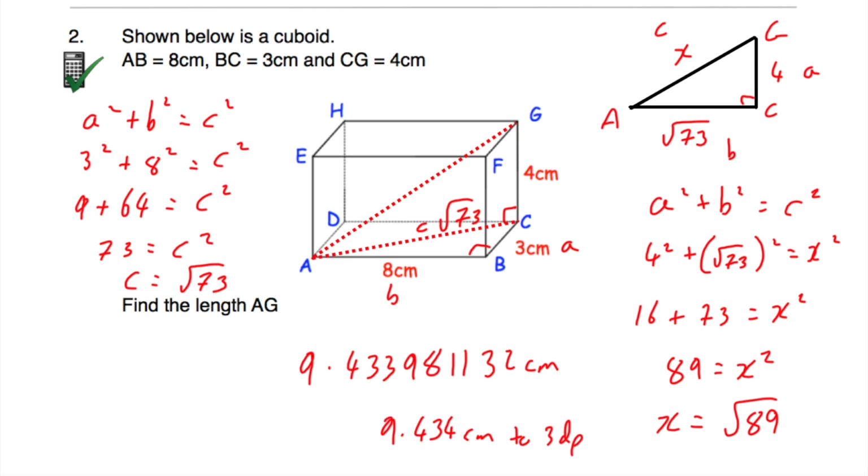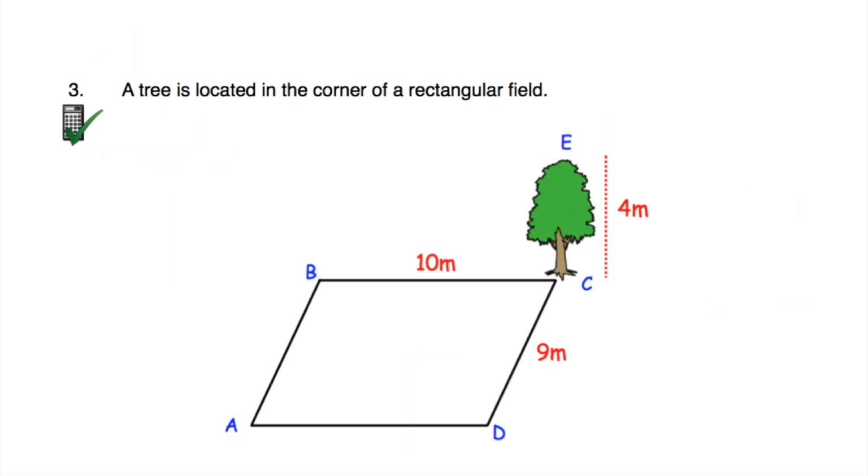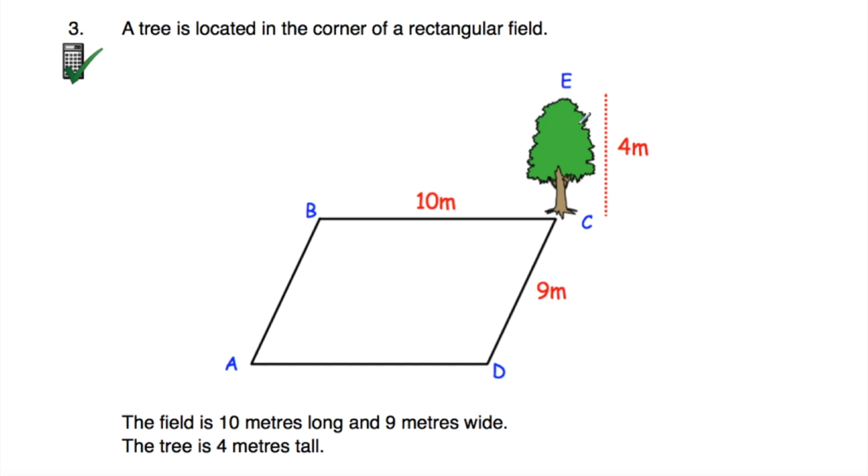And that's it. Okay, let's look at our next question, question number 3. So question number 3 says the tree is located in the corner of a rectangular field. So we've got this rectangular field. Now it may look a bit like a parallelogram, but we're looking at this from a 3D perspective. So it's a 10 meter by 9 meter field, and this tree's in the back right hand corner of the field. And we're told that the tree is 4 meters tall.